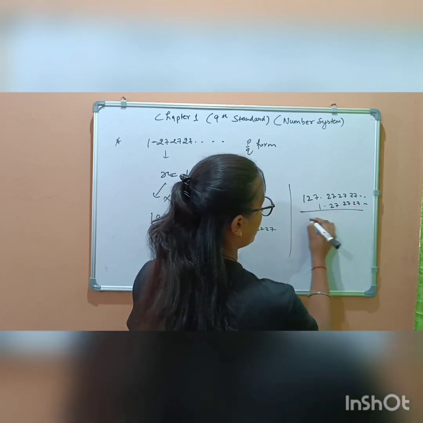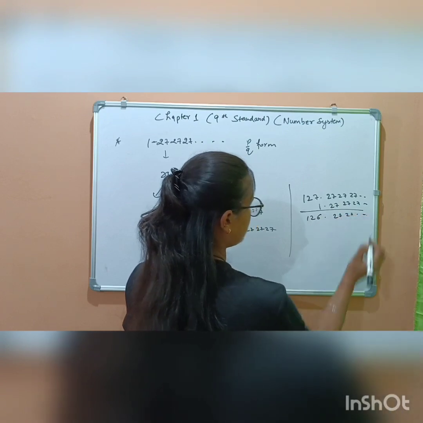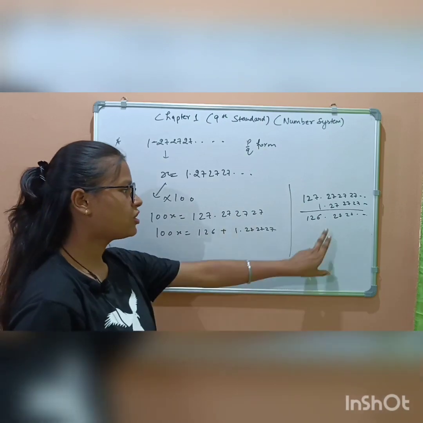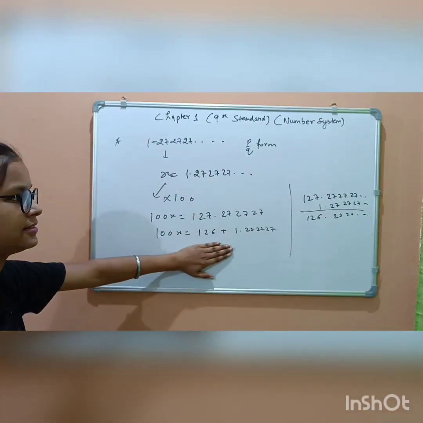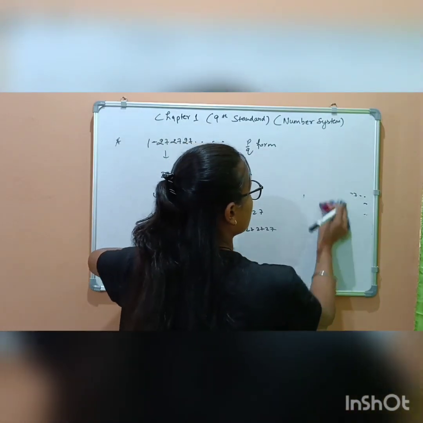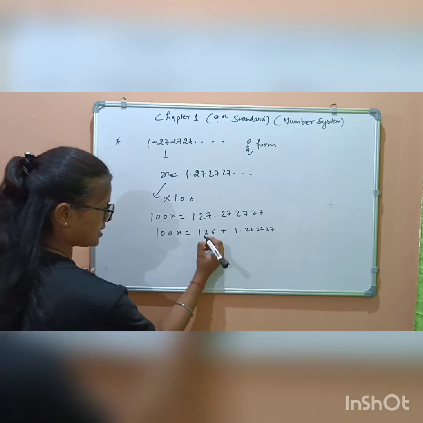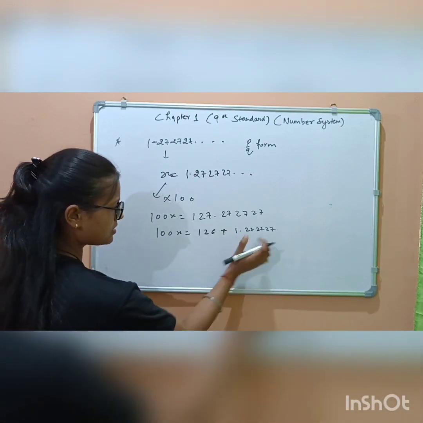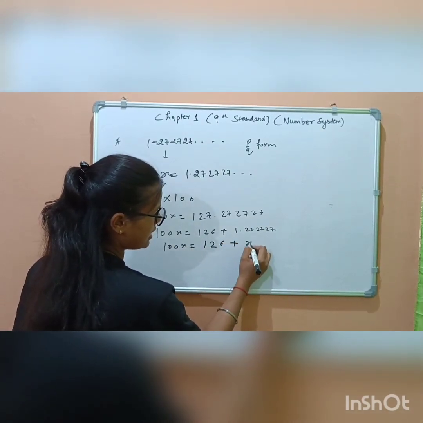1.272727 and so on. You get 126.272727. Clear? From this point I got this. So I have written it like this. So what I'll get? This is 126. This is nothing but x. So it's 126 plus x.